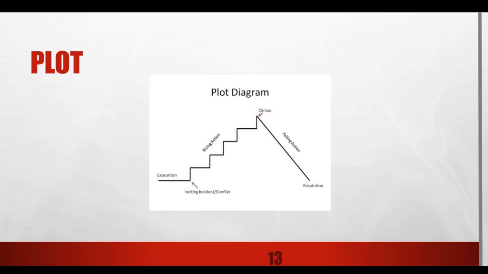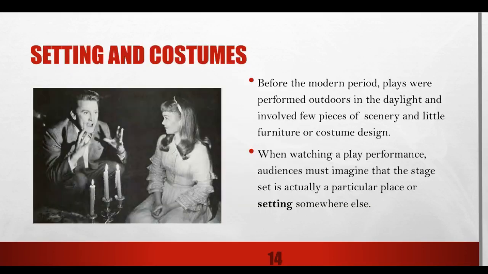So here's the typical kind of plot diagram. We get the exposition where something happens, there's some kind of conflict, and then we've got the rising action where there are more events leading up to some kind of major event, and then the falling action. And finally, we have the resolution where the problem at hand has been solved or resolved in some manner.